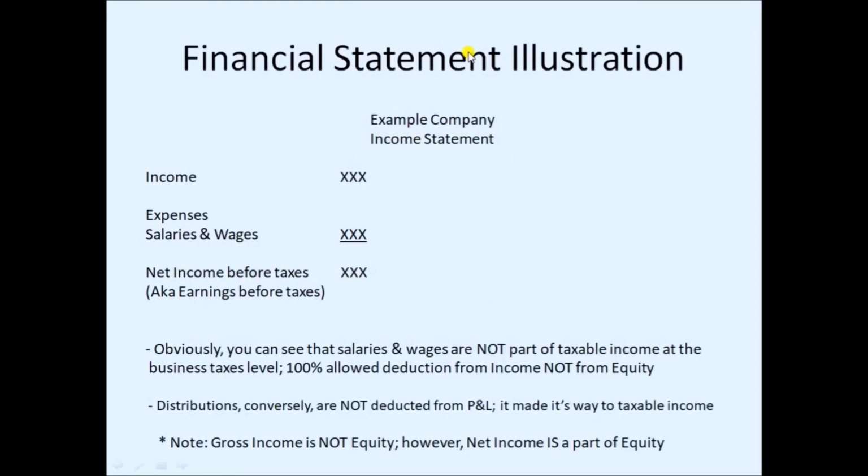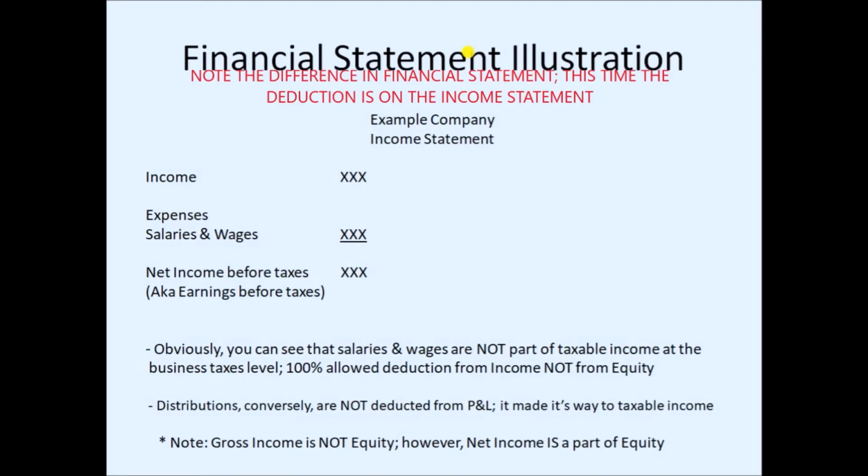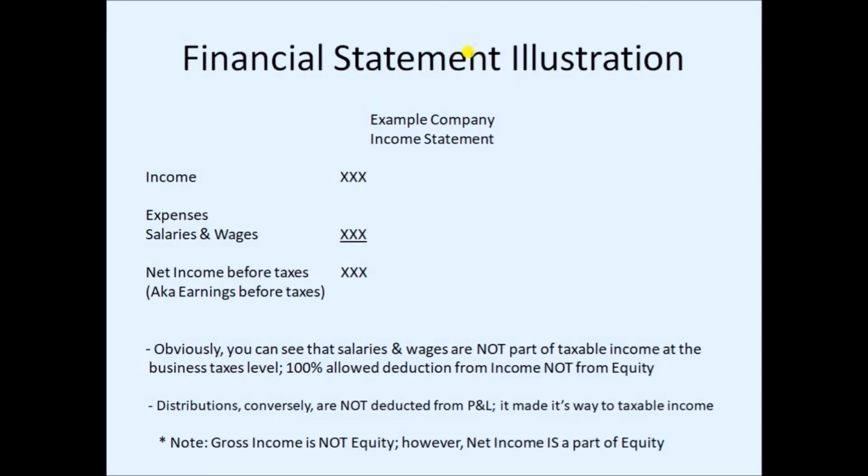Here, financial statement illustration. Salaries and wages are an expense, deducted from income, and we end up with net income before taxes, aka taxable income, aka earnings before taxes. Obviously, you can see that salaries and wages are not part of taxable income. They escape taxes. They're not part of taxable income at the business taxes level. It is a 100% allowed deduction from income. It's not a deduction from equity.